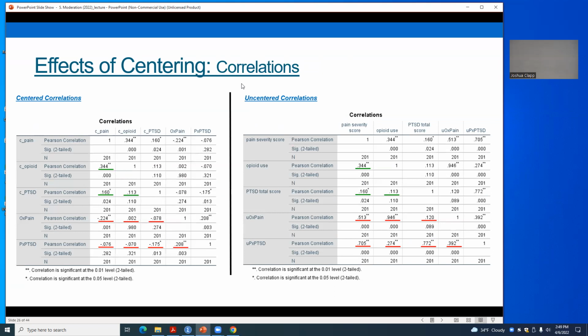All right. Again, if we look at correlations between our centered variables and correlations in our raw variables, you'll see how centering reduces the collinearity. Here you'll see your straightforward correlations are all identical across the two. But when you start looking at correlations with interaction terms, these will start to change. Okay.